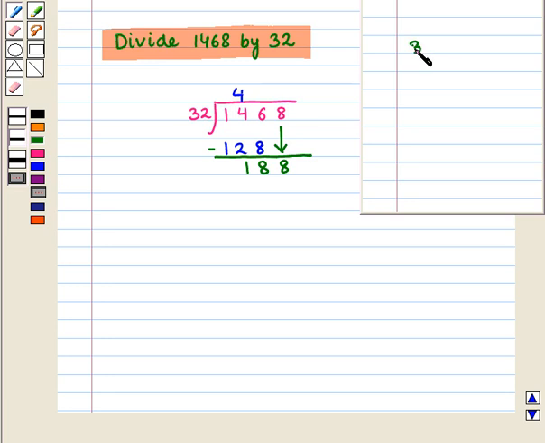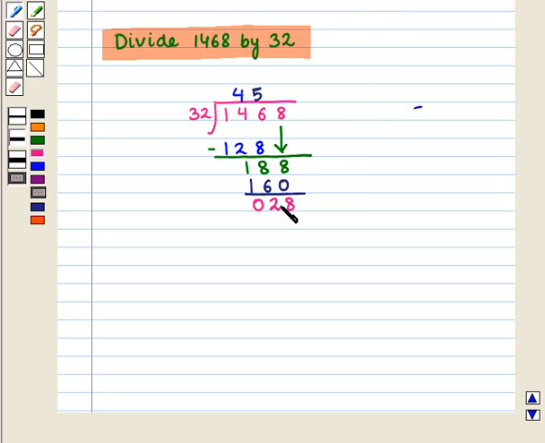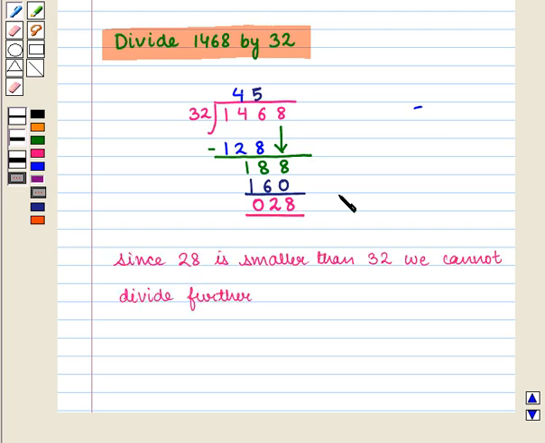Now we bring down 8 and we have number 188. Now 32 into 5 is 160, and 32 into 6 is 192. Since 160 is smaller than 188, so we take 5 in quotient and we write 160 below 188 and subtract. So here we get 8 minus 0, that is 8. 8 minus 6 is 2 and 1 minus 1 is 0. So we get 28. Now 28 is smaller than the divisor 32. So we cannot divide further. And 28 is the remainder. And in quotient we have 45.